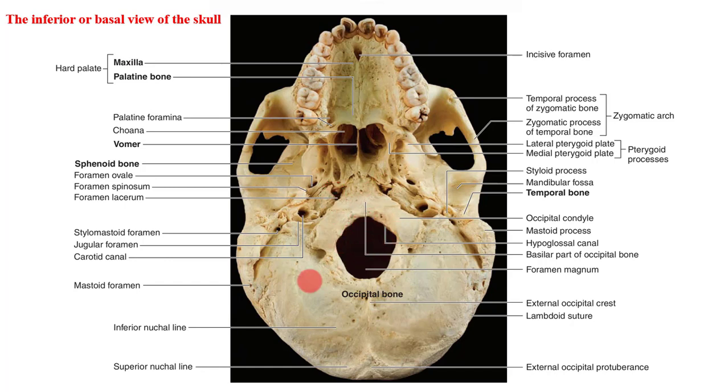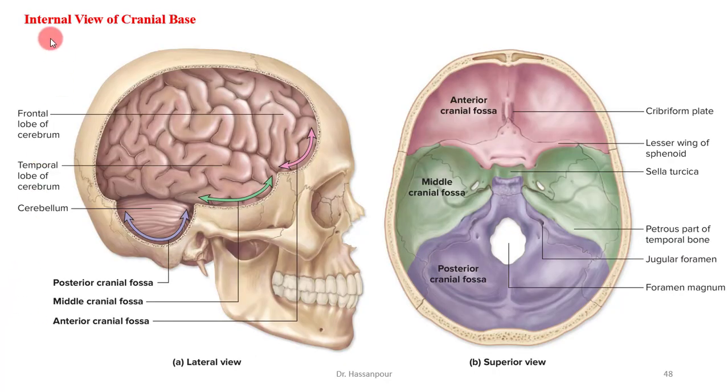The largest foramen of all is the foramen magnum, literally meaning big hole. Through this opening, the spinal cord enters the cranial cavity and becomes continuous with the brainstem. On either side of the foramen magnum are the rounded occipital condyles, which articulate with the vertebral column. Okay, we are ready now to move on to the next internal view of the cranial base.